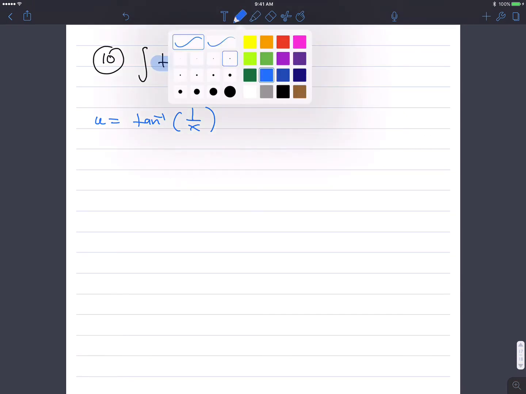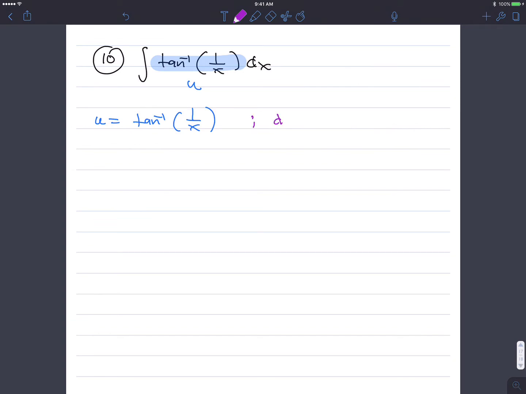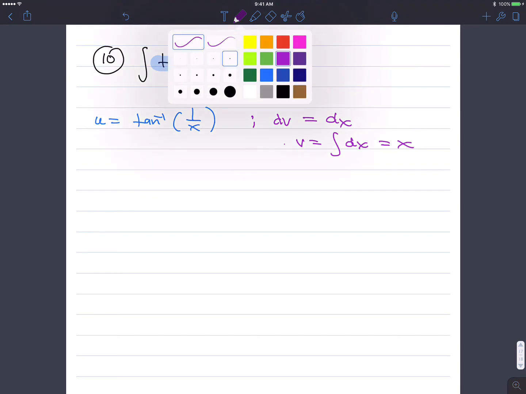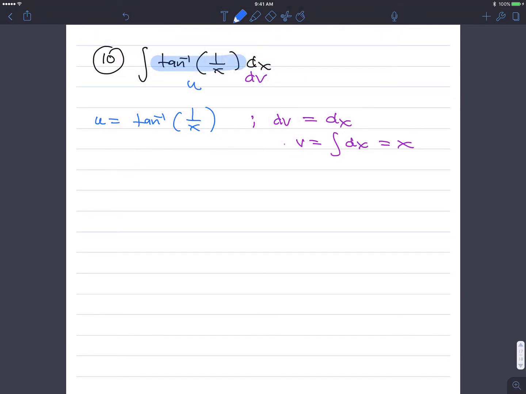Now what that means then is that dv, this is my dv now, will be dx. So that v will be the antiderivative of dx, or just simply x. Now we're going to have to find what du is here. So du dx will be, now this is inverse tangent, so the derivative of inverse tangent, and then it's going to be chain rule, is 1 over 1 plus 1 over x to the second power times, by chain rule, 1 over x.